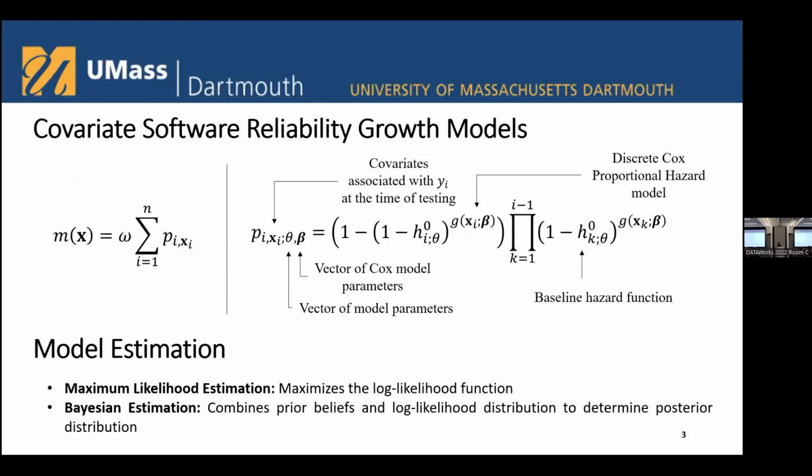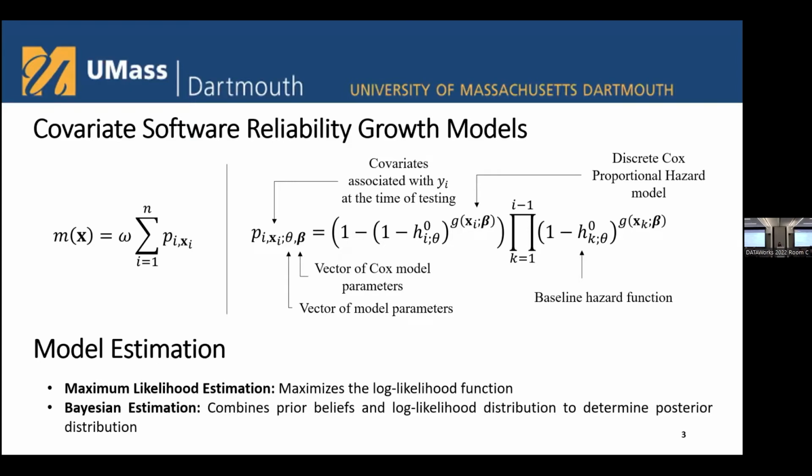So here we have the mean value function of the covariate models. That's how we predict the number of failures at time interval n. And also you have the p function, which is the probability of finding defects at time interval i. In this p function, we include the Cox proportional hazard model, which are our covariates. So we have beta parameters, which are the coefficients of the covariates. We have one coefficient for each covariate that we add to the model. And also we use hazard functions in this model. The h over there is the baseline hazard function.